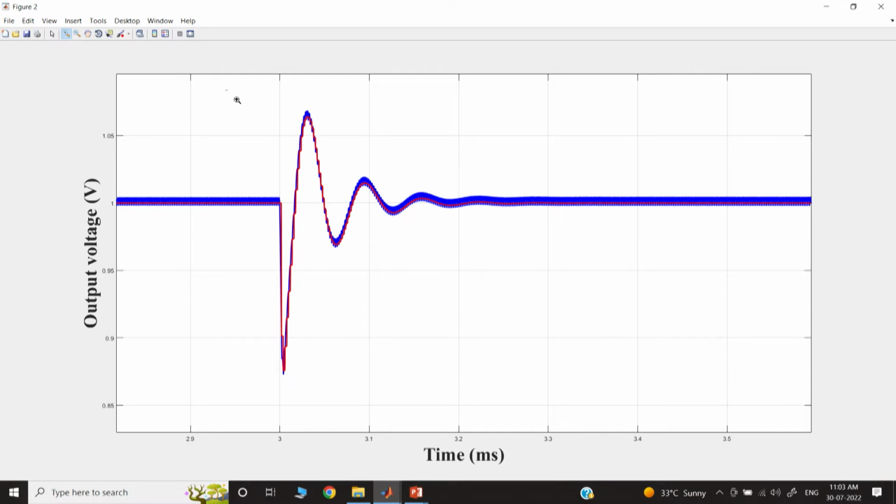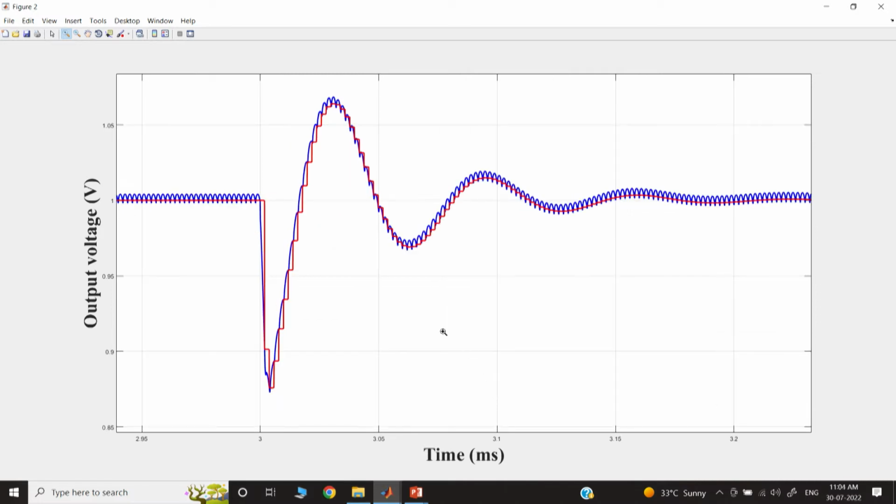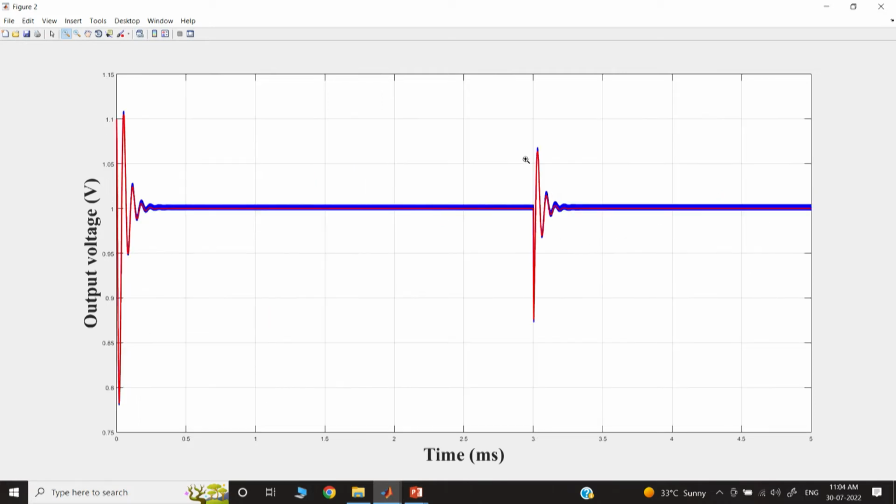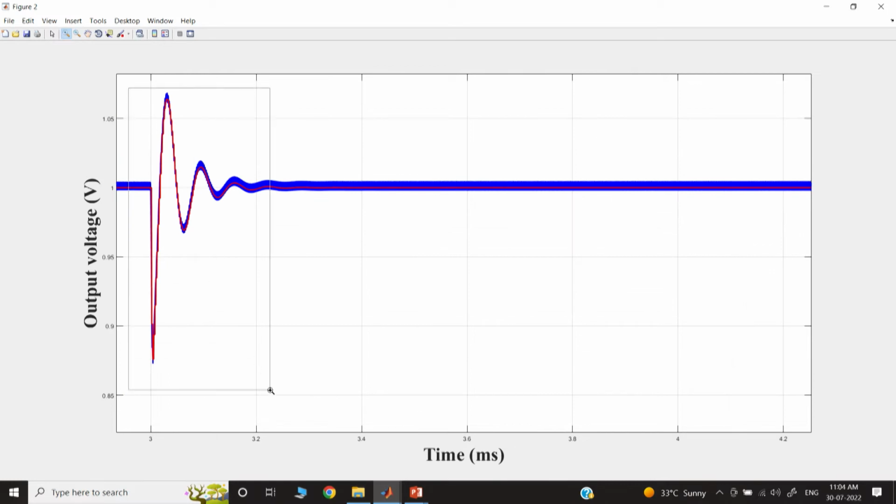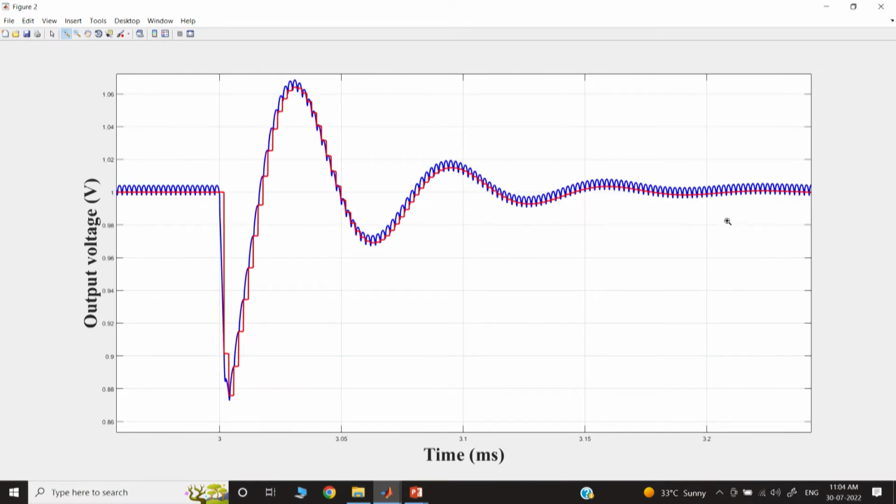So, this is the response that is coming from the output. Here you can see we have applied a 3 millisecond transient, and if we zoom out, we will see it takes around 0.2 millisecond settling time with an overshoot of more than 60 millivolt, and the undershoot is around 120 millivolt, which may not be acceptable. I mean, that is not a good sign for this stable pole zero cancellation.